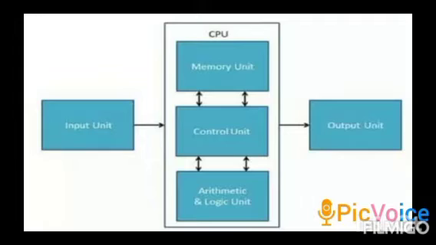The CPU is made up of three main components. They are MU, CU and ALU. MU stands for memory unit. CU stands for control unit and ALU stands for arithmetic and logic unit.